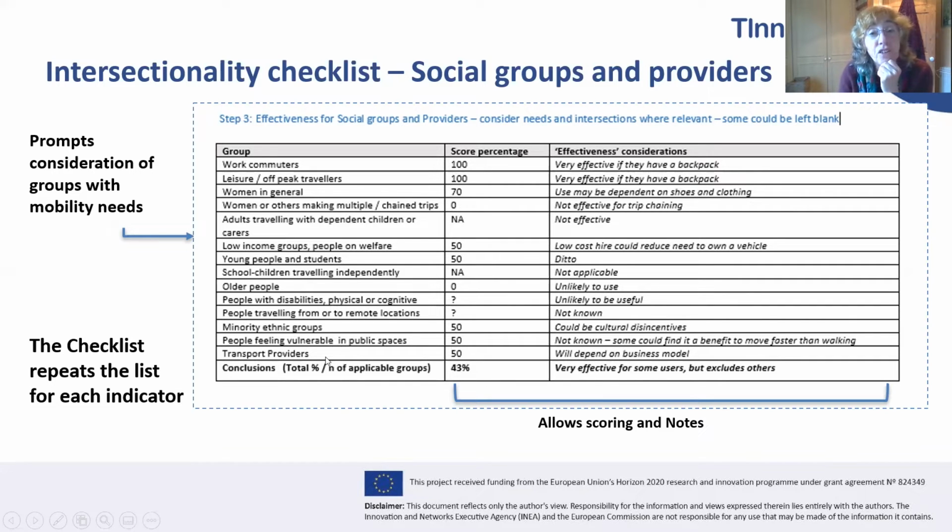And this checklist means people have to think, well, how effective would my product be for that particular group? So thinking about women in general, well, the use may be dependent on what they're wearing and their clothing. For people making chain trips, well, a scooter won't be effective. So it begins to flush out some of these different ratings, and you give a score percentage as to how effective you think it is. This checklist repeats the list for each indicator.